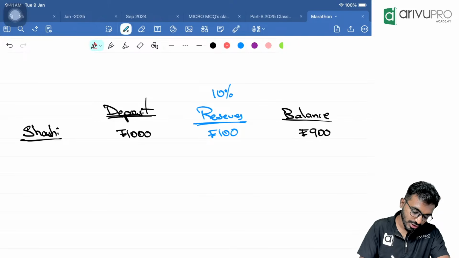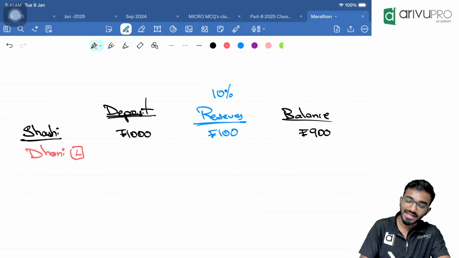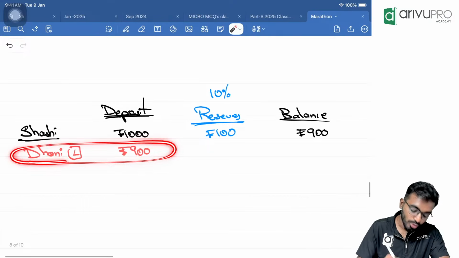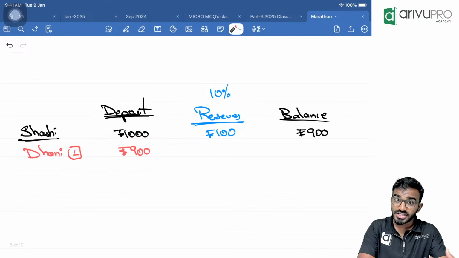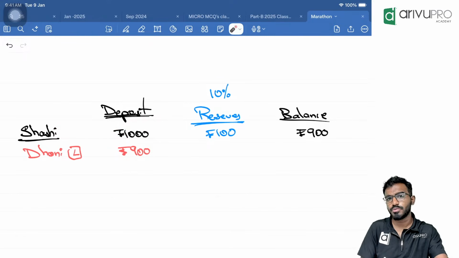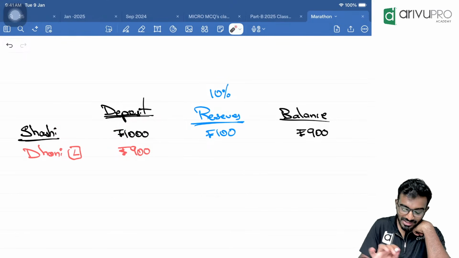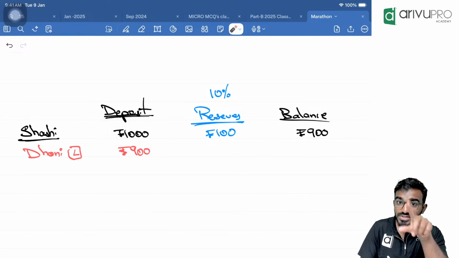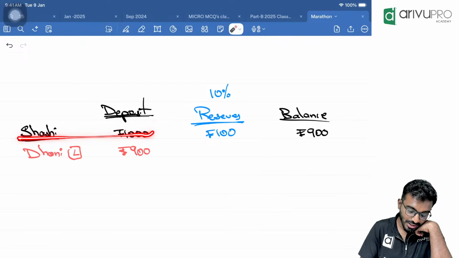Just assume Mr. Dhoni uncle will come and borrow a loan from bank A. This is bank A. Now he got 900 rupees as a loan. Now Dhoni uncle can also withdraw 900 rupees. Now he has got a loan account. And Shashi uncle, even he has deposited 1000 rupees. Now even I can withdraw 1000 rupees at any point of time whenever I want. That means in reality, the bank only has this 1000 rupees, but the claim is 1900. That means Shashikiran can withdraw 1000. Dhoni uncle can withdraw 900.